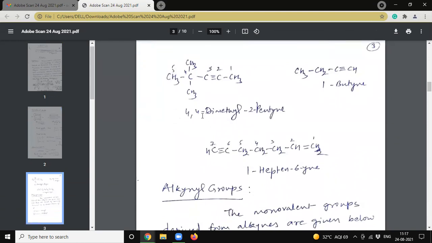Here, 4,4-dimethyl-2-pentyne. Substituents, we have to give the second priority. First priority we will give to the triple bond, giving it the nearest number in the longest chain. So it is 4,4-dimethyl-2-pentyne. It is 2-butyne here. If suppose double bond and triple bond both are present, then we have to give priority to double bond compared to triple bond. So see this molecule, it is 1-heptene-6-yne.